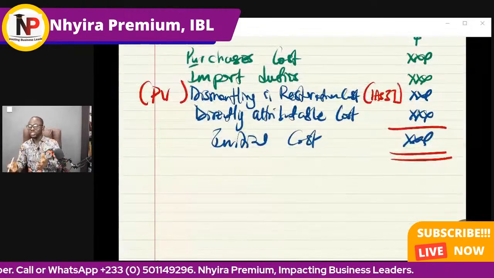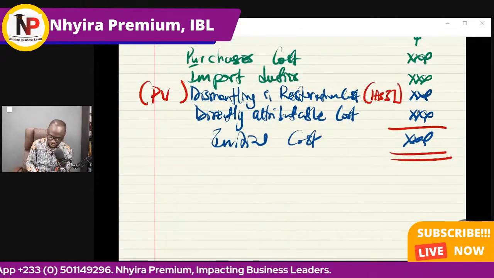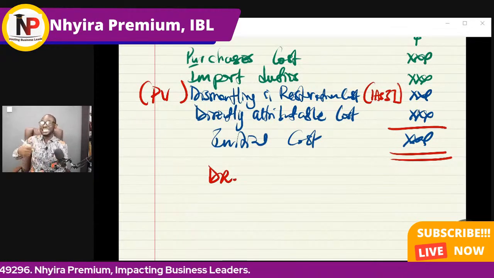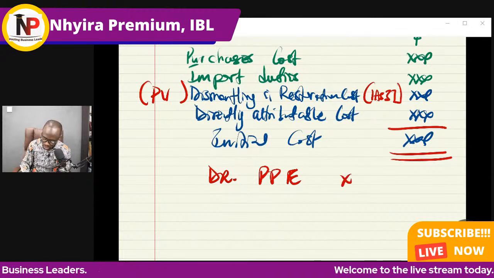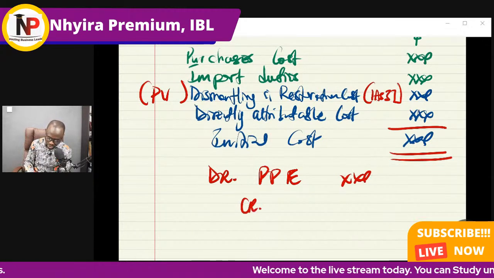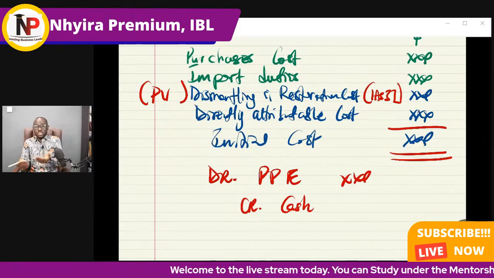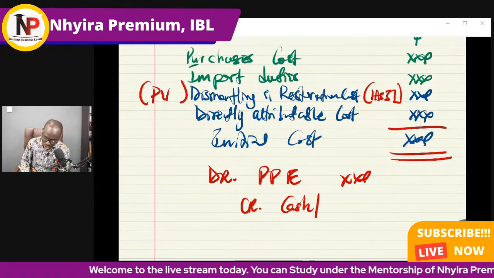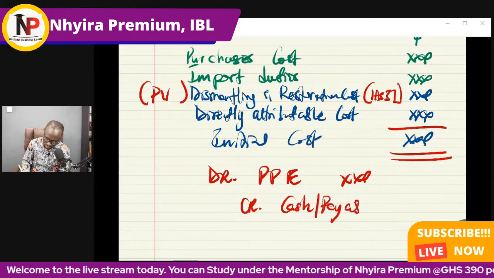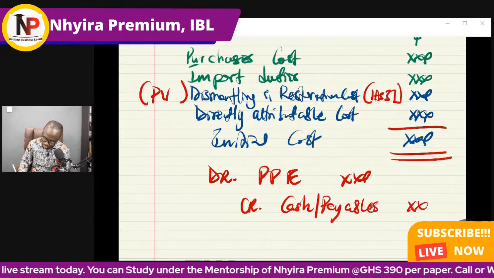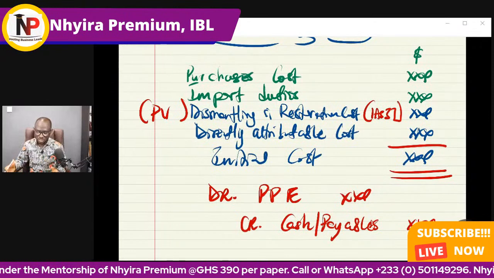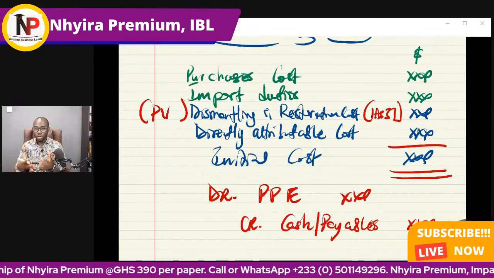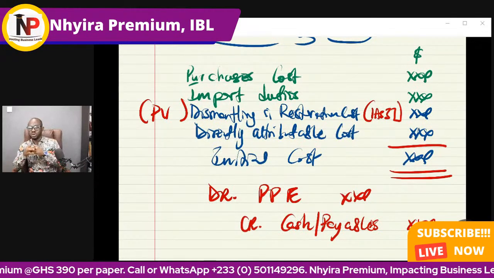It is this initial cost that is entered into the double entry as debits, what? Property, plant, and equipment. And then we will credit cash, for the payments that we make, or payables, if some of the expenses are outstanding. So that is the double entry for the initial recognition.